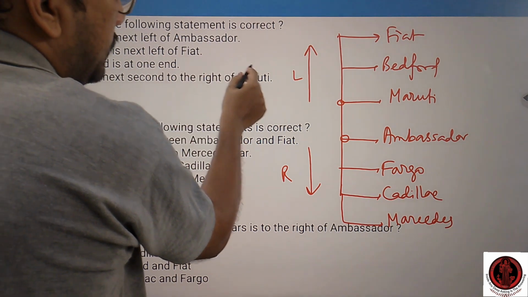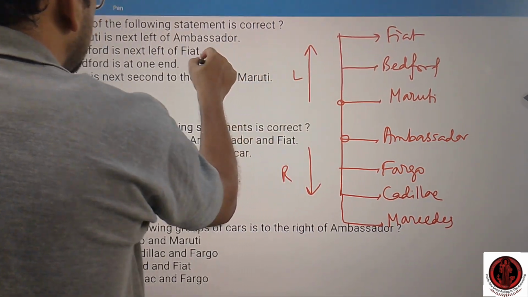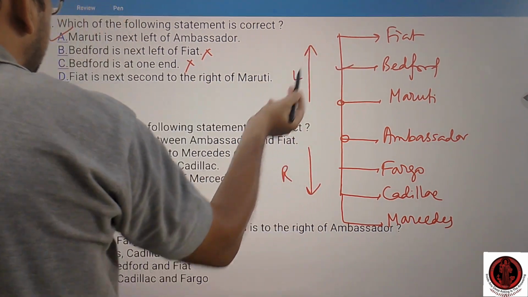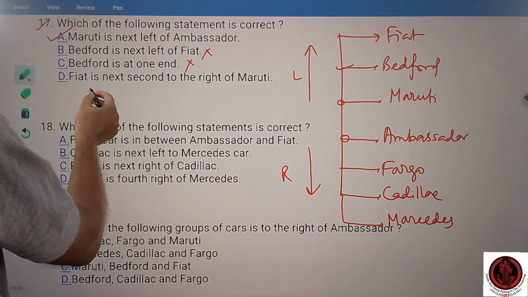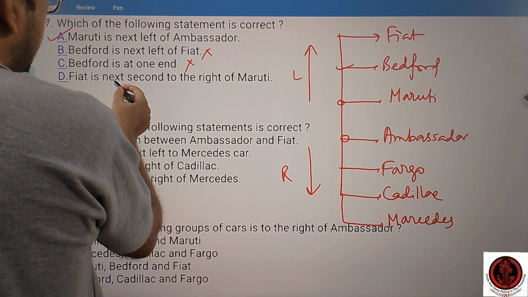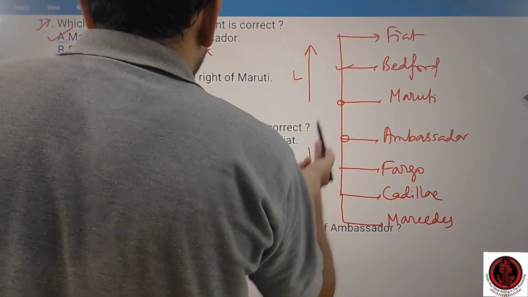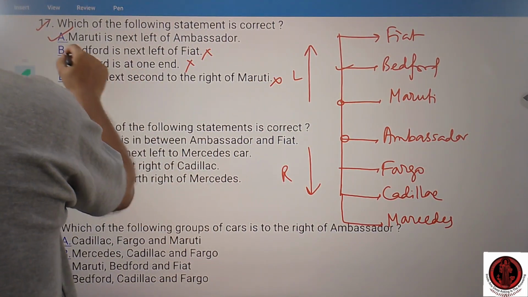Bedford is next left to Fiat. This is wrong. Bedford is at one end. This is also wrong. This is Bedford, this is not an end. Fiat is second to the right of Maruti. Fiat is left of Maruti, so this is also wrong. So this is the answer.